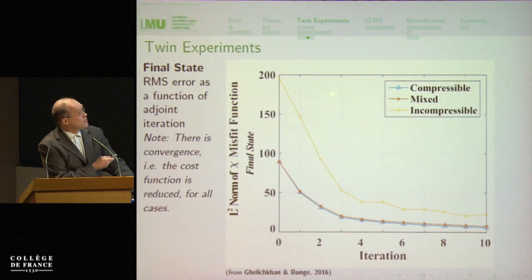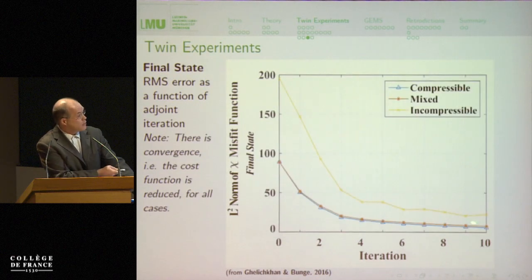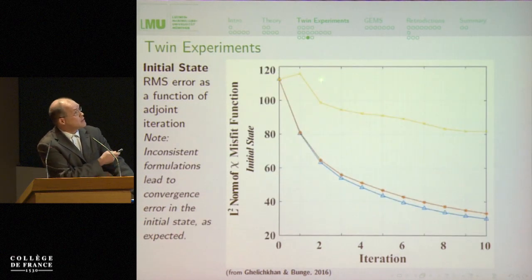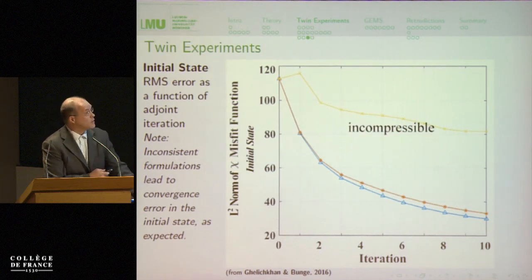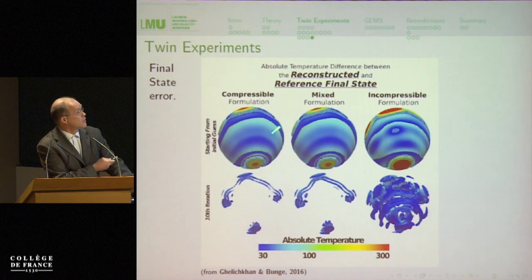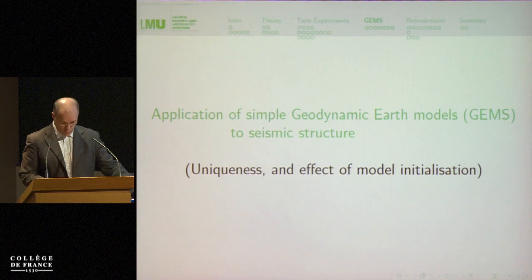And again, this is the final state. The final state always converges, of course, with the inconsistent formulation. It converges not as well, but it's really in the initial state that you see again that you end up with inconsistencies. And so what you want to use, of course, is the consistent formulation. This is an error representation, and the error representation, again, in the consistent formulation is very small. So this is all good.